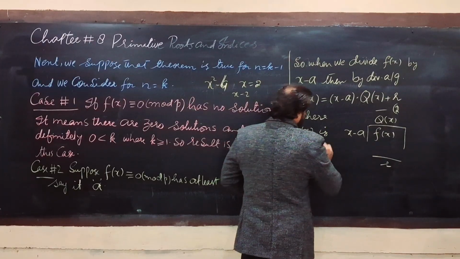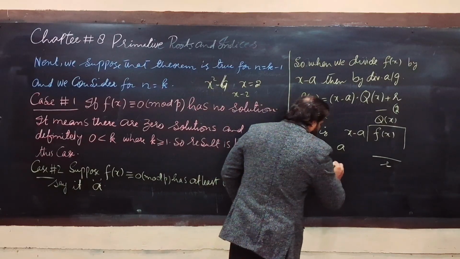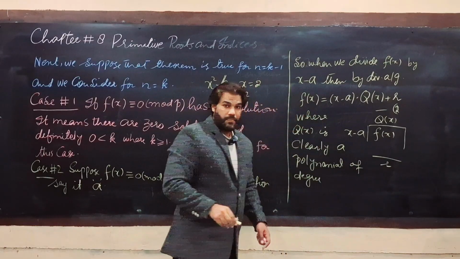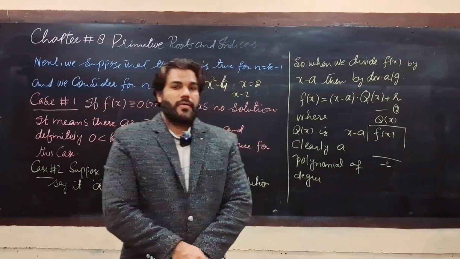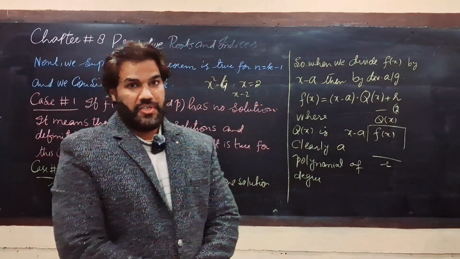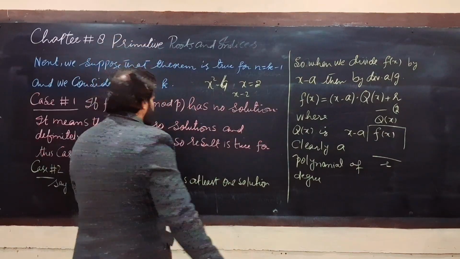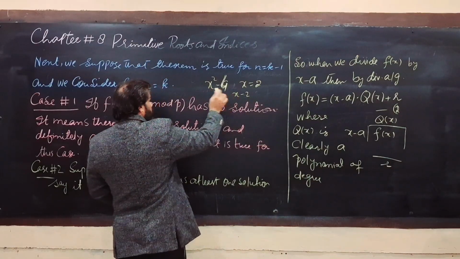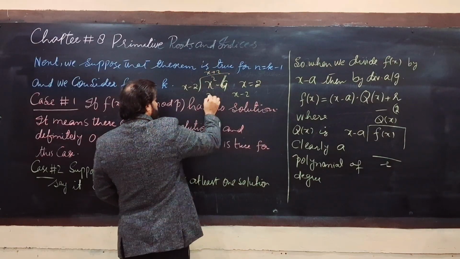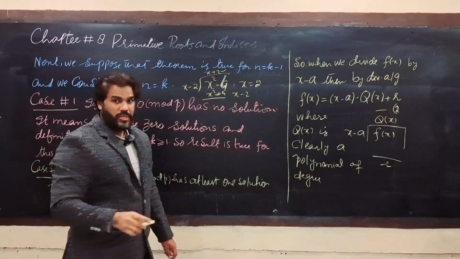a polynomial of degree... What will be its degree? If f of x is a kth degree polynomial, and you divide a kth degree polynomial by a linear factor x minus a, then the quotient q of x will be of degree k minus 1. You can understand this fact from here. If you divide x square minus 4 by x minus 2, here it will be x plus 2. So you can see the quotient is x plus 2, that is a linear polynomial.